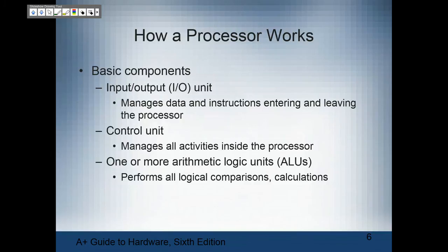Processor, the basic components are the input-output unit, the control unit, and one or more arithmetic logic units. The ALUs, you're probably going to have at least 2 on all of the modern processors. So the input-output manages the instructions that are leaving the processor.